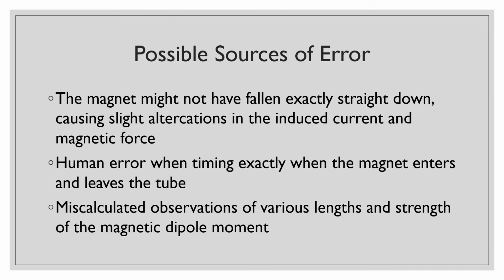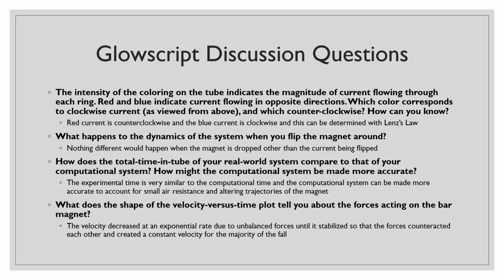might not have exactly fallen straight down, causing slight alterations in the induced current magnetic force, human error when timing exactly when the magnet enters and leaves the tube, and miscalculated observations of various lengths and strength of the magnetic dipole moment. The intensity of the coloring on the tube indicates the magnitude of current flowing through each ring. Red and blue indicate the current flowing in opposite directions.